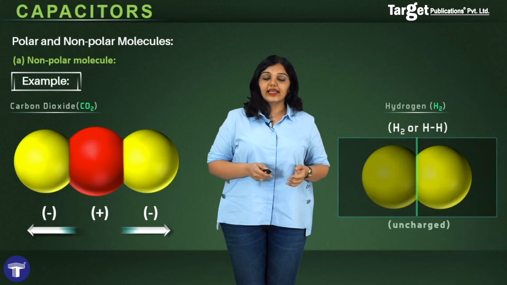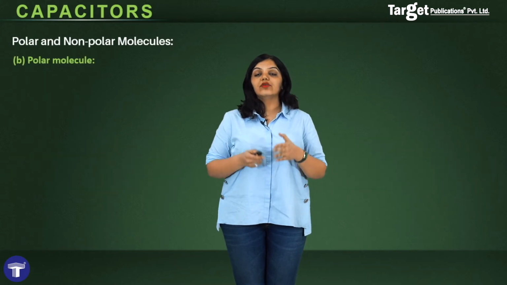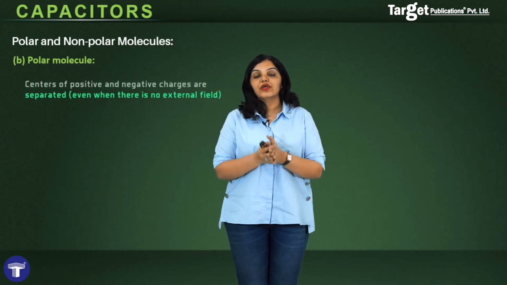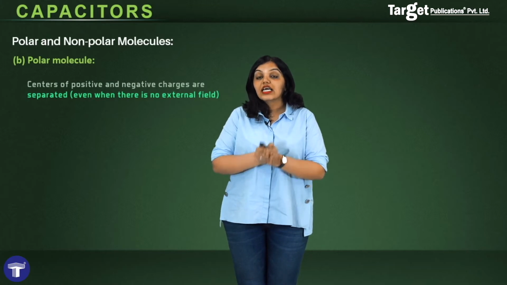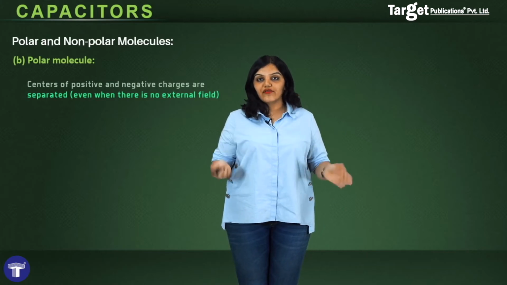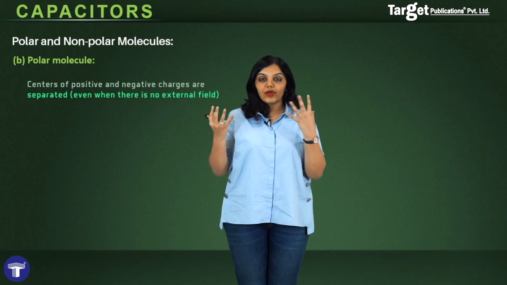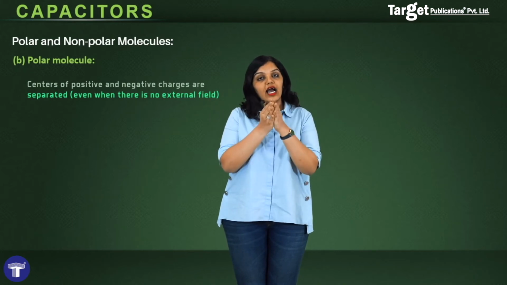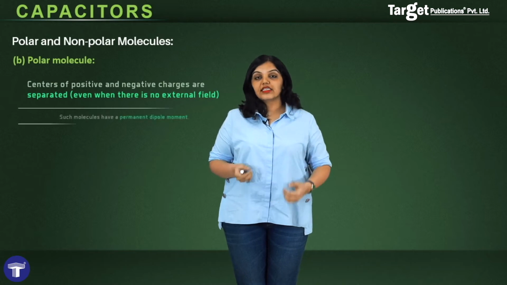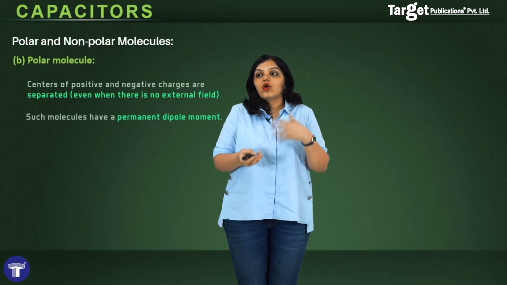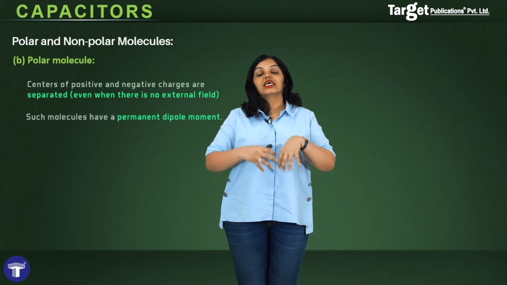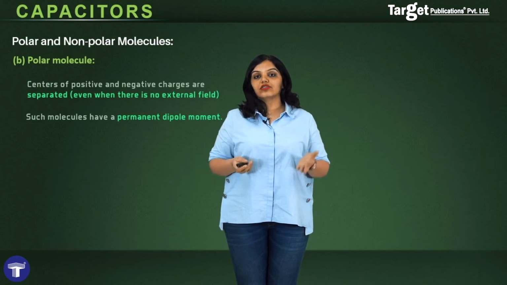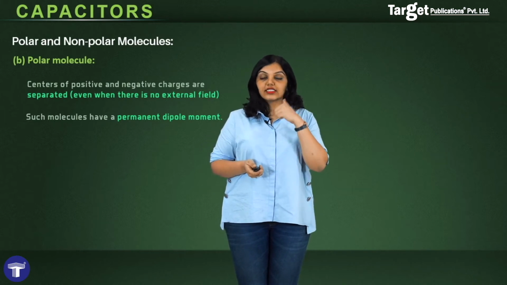On the other hand, a polar molecule is one in which there is some separation between the positive and the negative charges, even when there is no external field. So that means that even when there is no external field, there will be some distance between the positive center and the negative center. And if there's a distance, that means that it has a permanent dipole moment. There's always a dipole moment present because naturally the positive and negative charge centers are not coinciding.